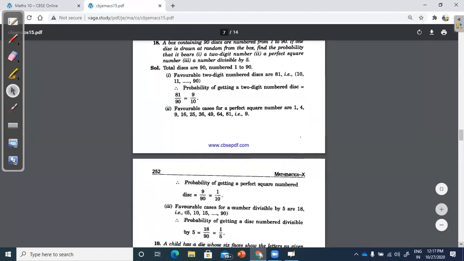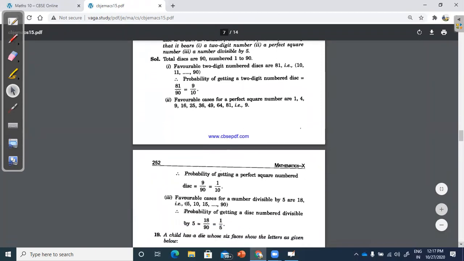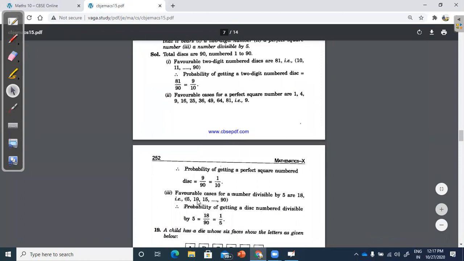What is the probability that the number will be divisible by 5? So what are the numbers divisible by 5: 10, 15, 20, 25, 30, 35, 40 up to 90? How many numbers will be there? There will be 18 numbers. So the probability of getting a number divisible by 5 will be 18 upon 90. That will be 1 upon 5.